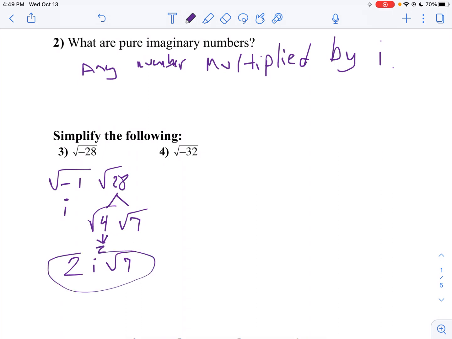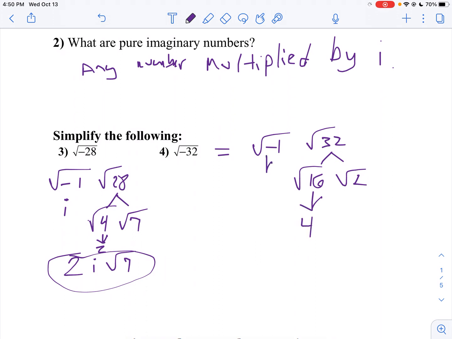And there's your answer. Okay, we'll do the same thing for the square root of -32. I'm going to say the square root of -1 times the square root of 32. I know the square root of 32 I can rewrite as the square root of 16 times the square root of 2. I know the square root of 16 is 4. So I'm going to take 4 times the square root of -1, which is i, and then times the square root of 2. So I'm going to say 4i square root of 2. Those are your pure imaginary numbers.